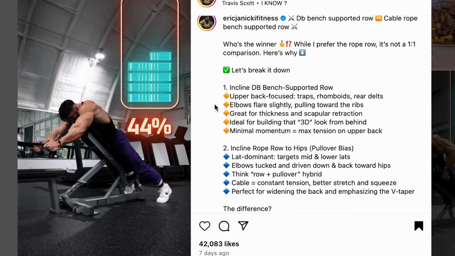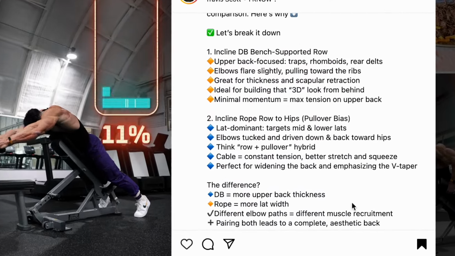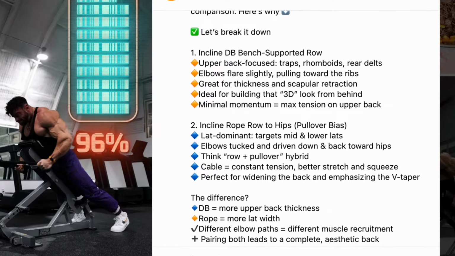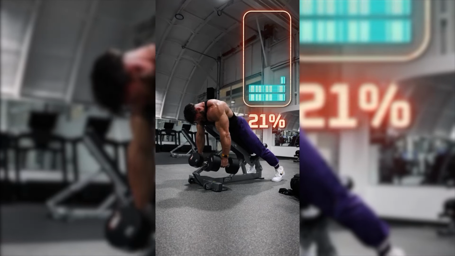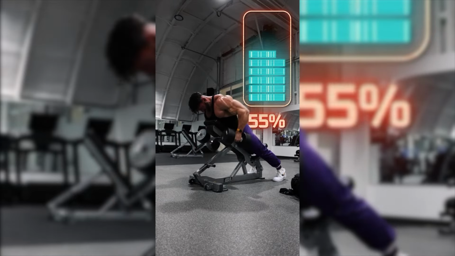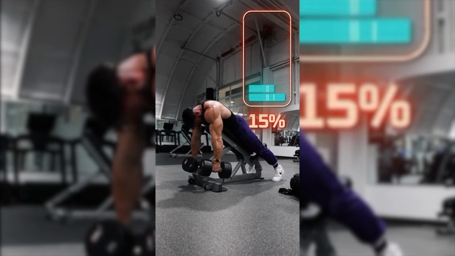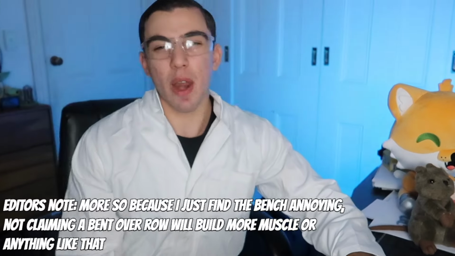And he breaks down why one version might be better than the other version. Honestly, both have their pros. I would say do whatever you want. I'm not really 100% convinced it matters here. Or use a machine if you really don't like it. I don't like the dumbbell one simply because the bench kind of gets in the way a little bit. I prefer to just do a full-on bent over row, but it's a matter of preference there.